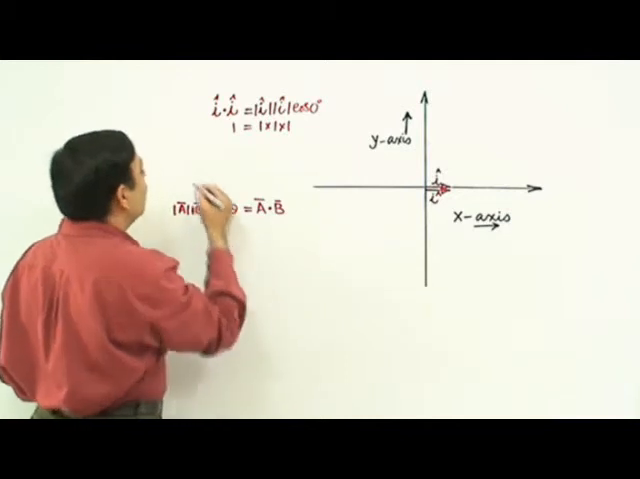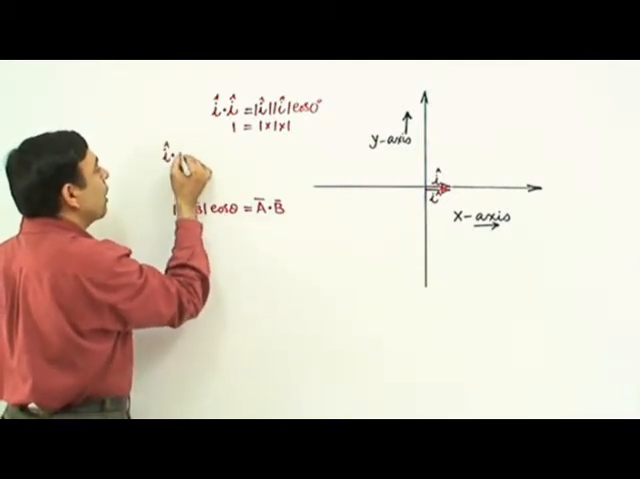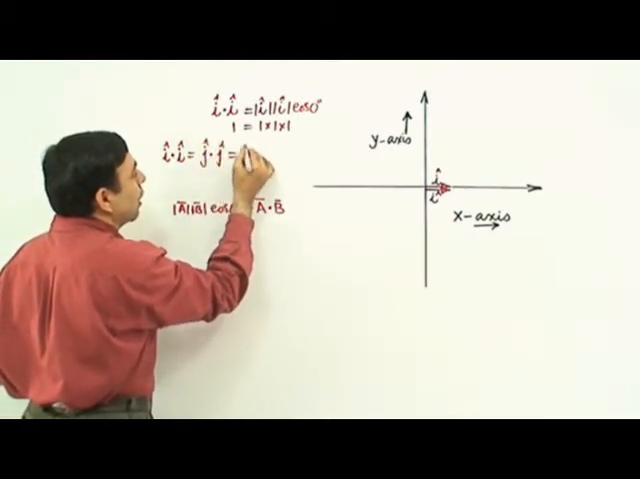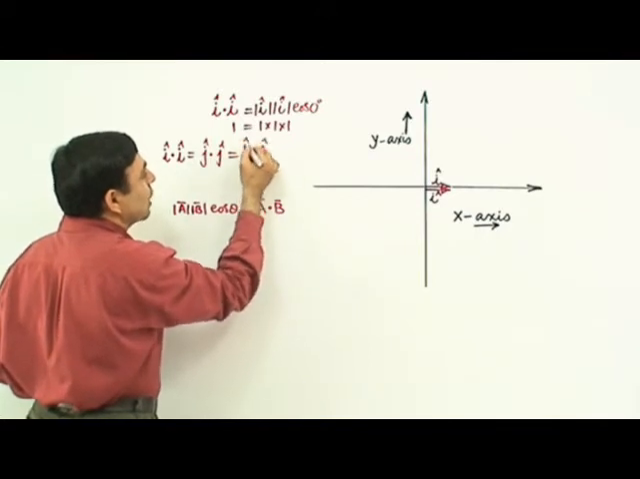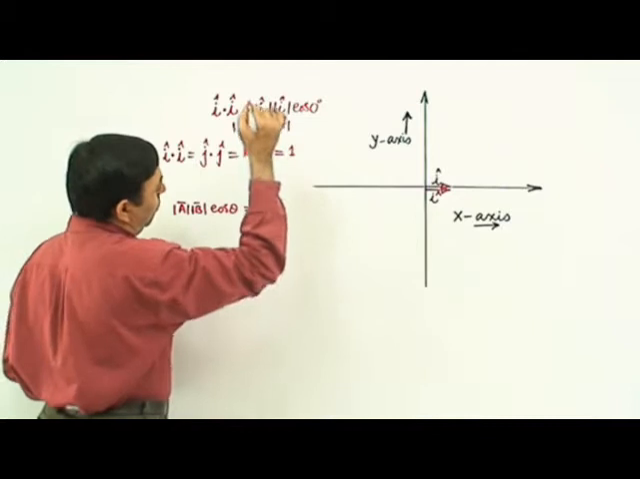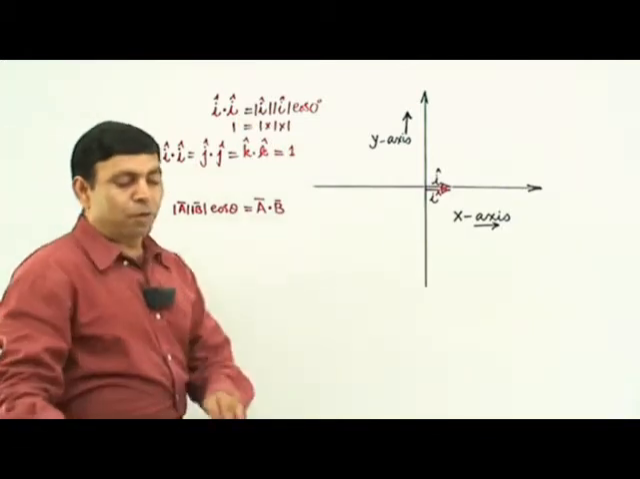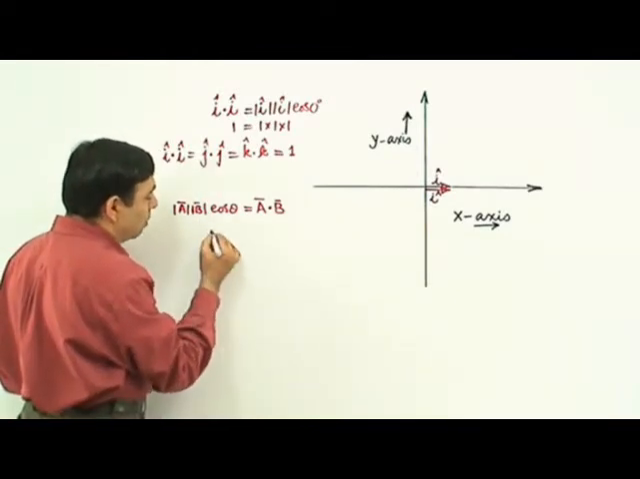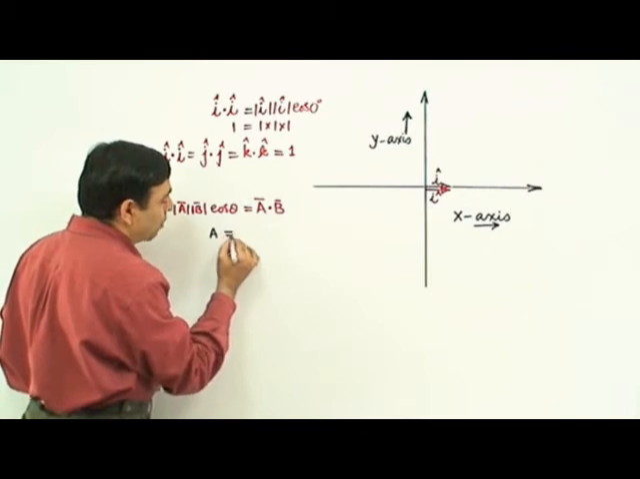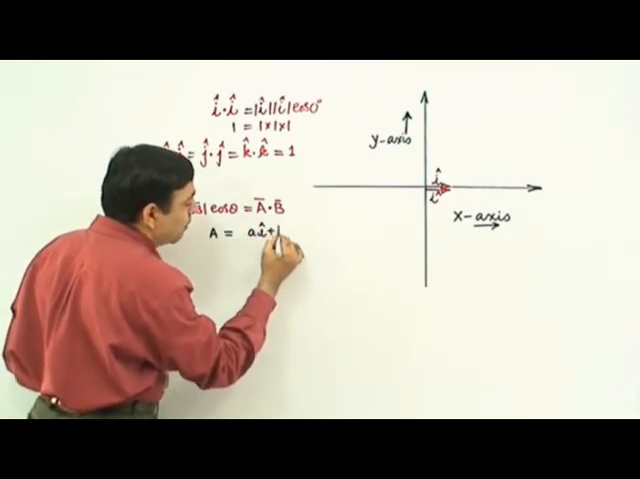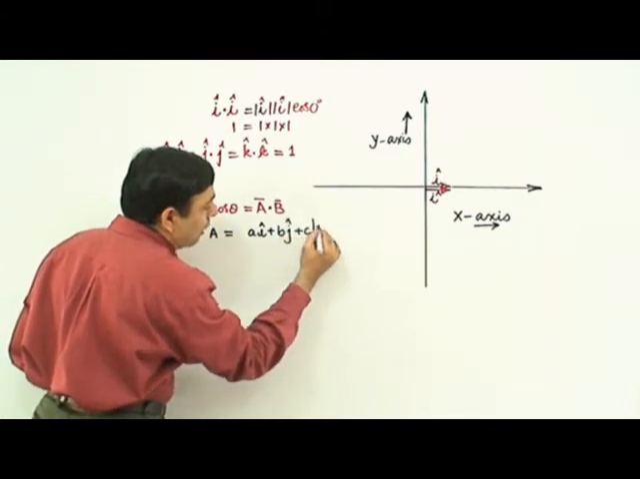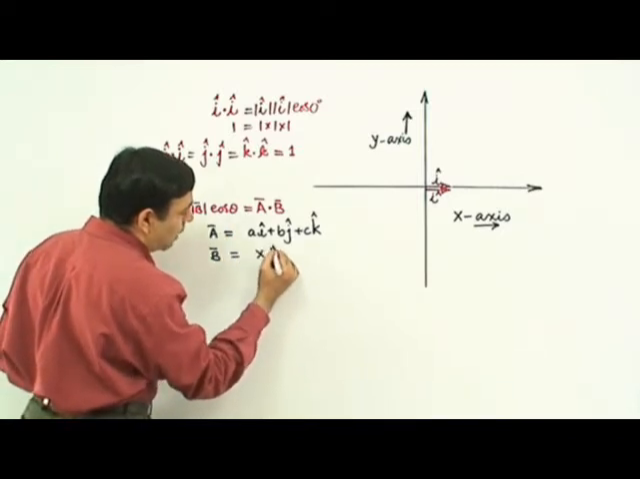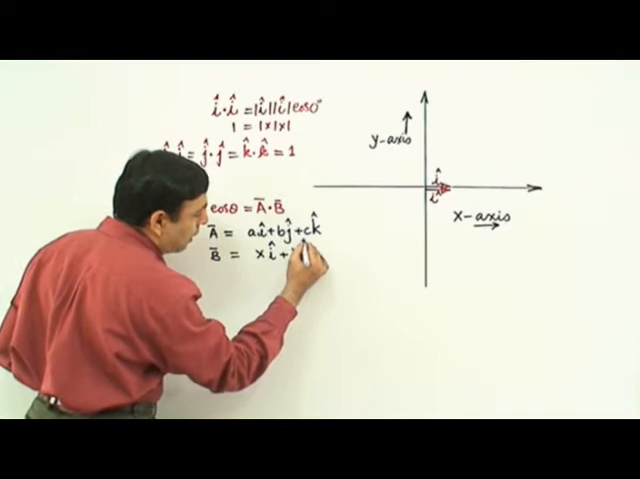So similarly, we can easily show that i dot i is equal to j dot j equal to k dot k equal to 1. So i with i, j with j, k with k is 1 in dot product. Basically, when you are trying to compute the dot product of two vectors written in terms of i, j, k, for example, suppose A is the vector ai plus bj plus ck, and another vector B is xi plus yj plus zk.